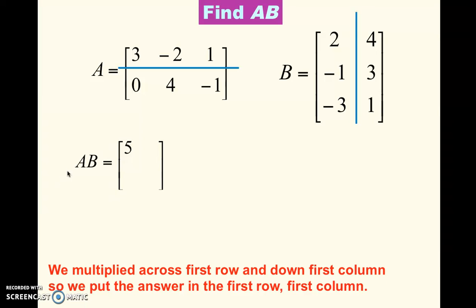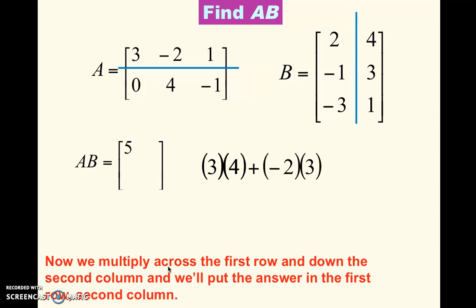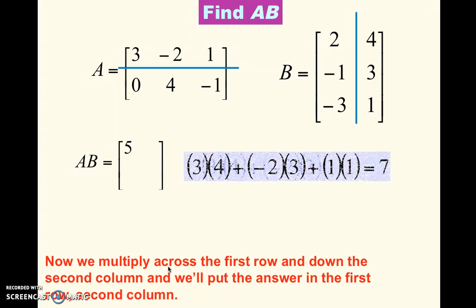Okay, very, very important. Now what we're going to do is multiply across the first row and down the second column. So we're going to have 3 times 4 plus negative 2 times 3 plus 1 times 1. Now that gives us 7, and 7 is the second element of our answer matrix, and that will go in row 1, column 2. So you'll see how we've started off on the first row, and now we're going to move to the second row.